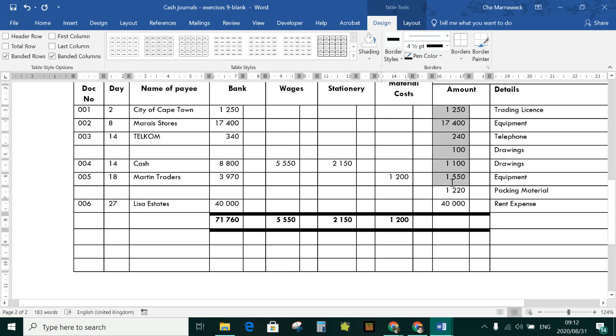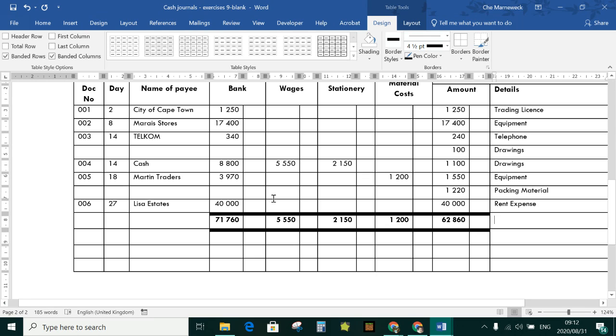We then need to add all of the values together that are in sundry accounts to get the total. So 1,250 plus 17,400 plus 240 plus 100 plus 1,100 plus 1,550 plus 1,220 plus 40,000, and we get an amount of 62,860.